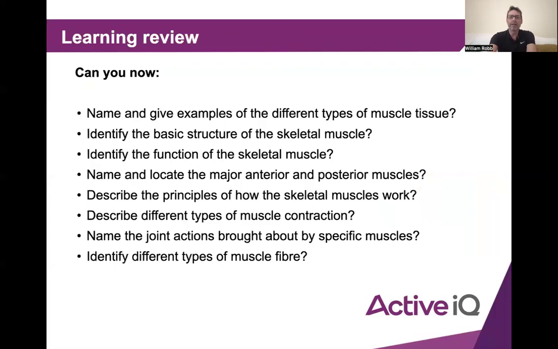So you should be able to now name and give examples of different muscle tissue. Remember, there are 3. Identify the basic structure of skeletal muscles. Identify the function of the skeletal muscle. Name and locate major anterior and posterior muscles. Guys, this is vitally important. Read your muscles, please. Describe the principles of how the skeletal muscles work, different types of contraction, and joint actions brought about by specific muscles. Remember agonist, antagonist, synergist, fixator. Remember them, please. Identify your muscle fiber types, type 1, type 2A, type 2B.